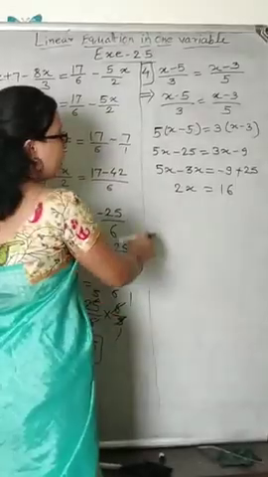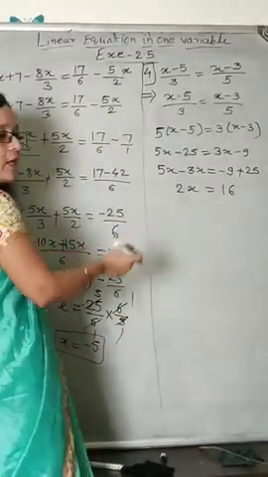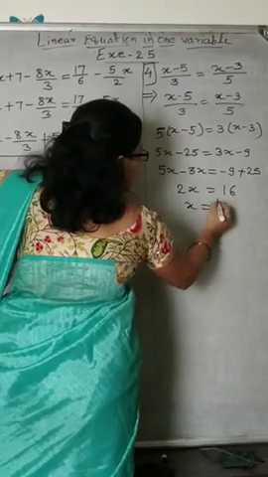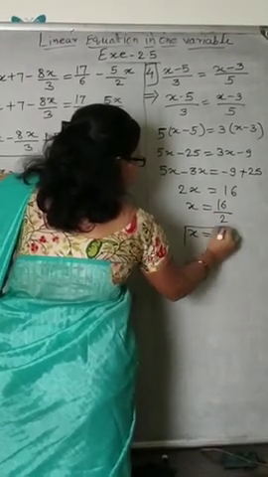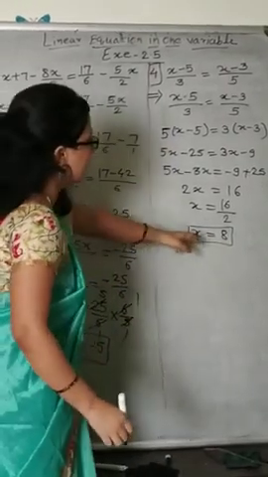Then next what will be there? 2 is in multiplication, it will go to division. That's why x is equals to 16 divided by 2. Then x is equals to 8, we will get the answer. Like this way we got the x value 8.